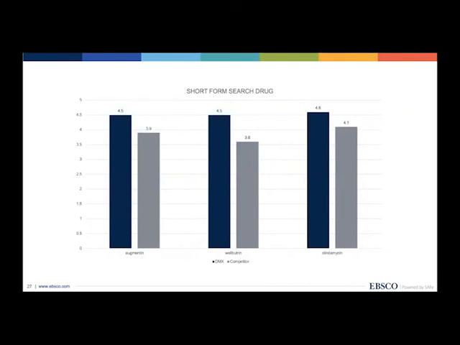Dynamedics outperformed the competitor product on all of the drug acronyms, or short forms for the drugs. Also, Dynamedics does include IBM's product Micromedex, and so that's part of the benefit of that solution being shown here.